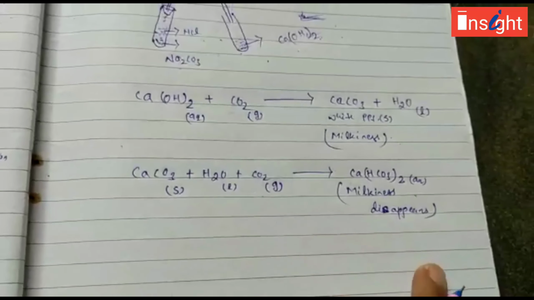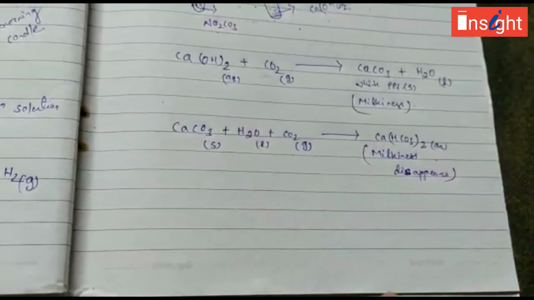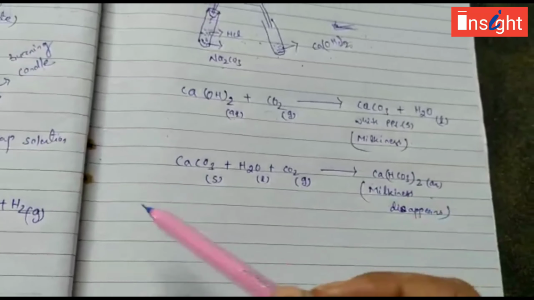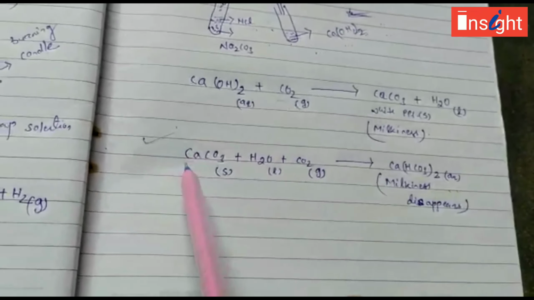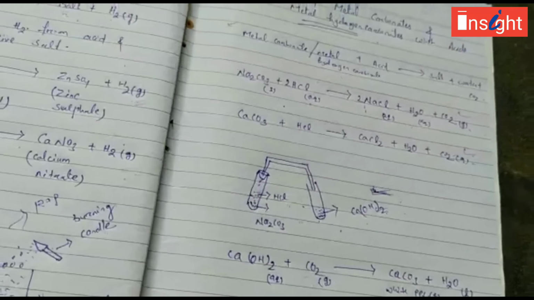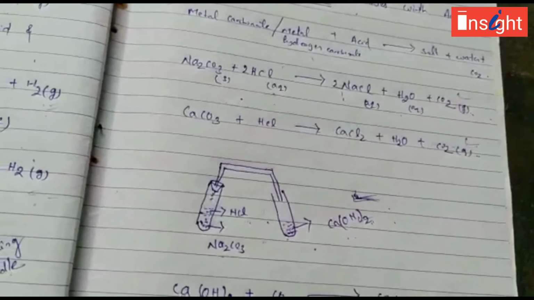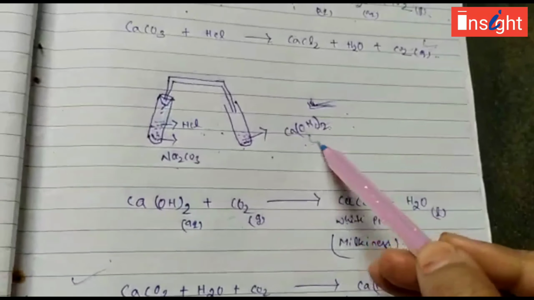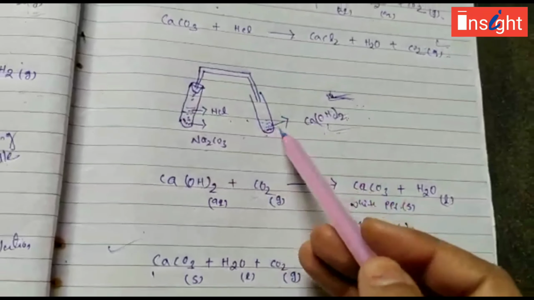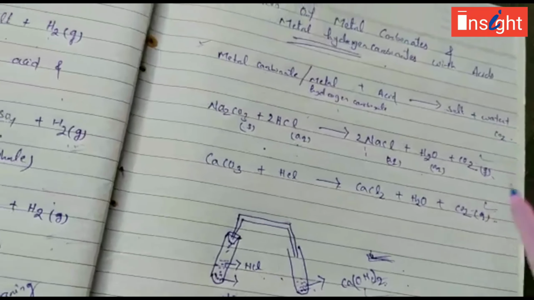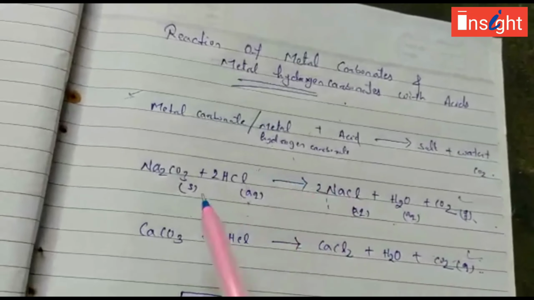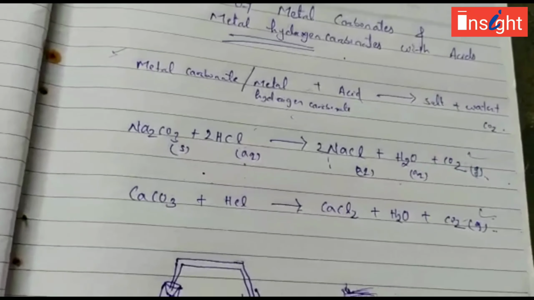Limestone, chalk and marble are all forms of calcium carbonate. So when a metal carbonate reacts with an acid, it gives salt, water and carbon dioxide gas. With this we can confirm that the gas released here is carbon dioxide gas. So a metal carbonate, when it reacts with an acid, produces carbon dioxide gas.